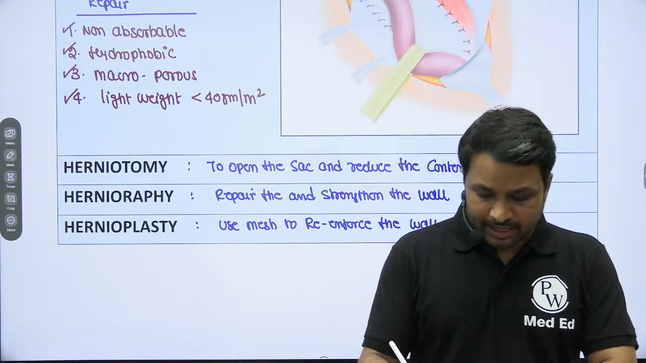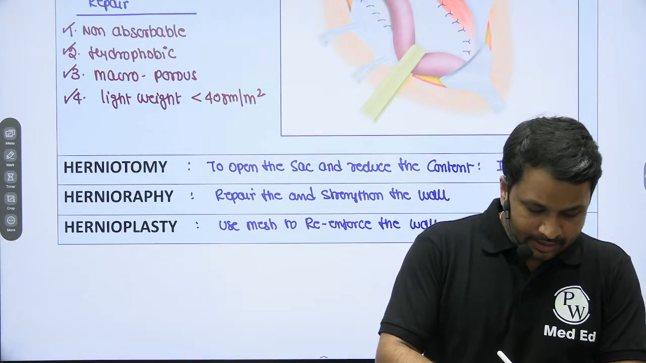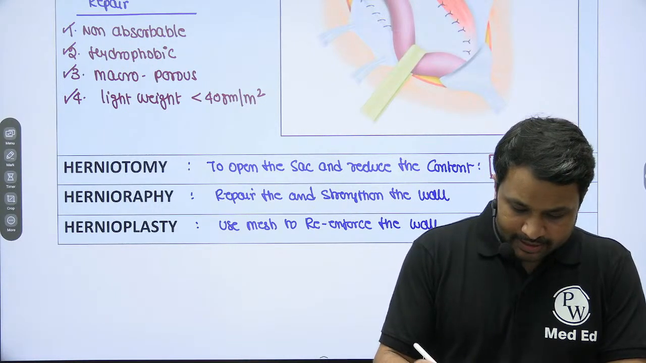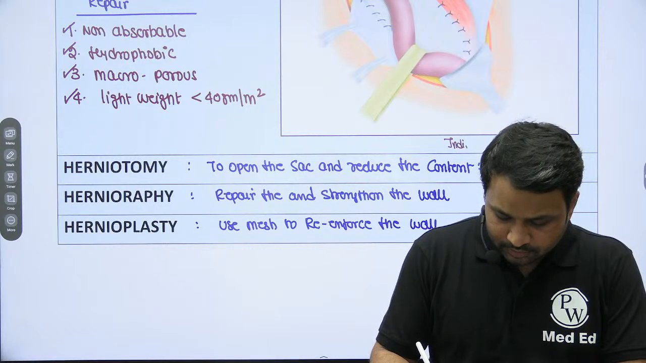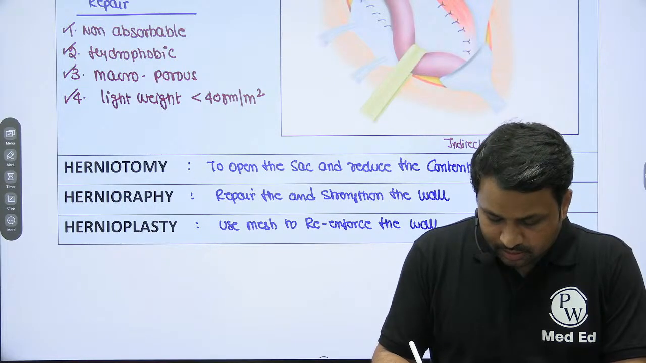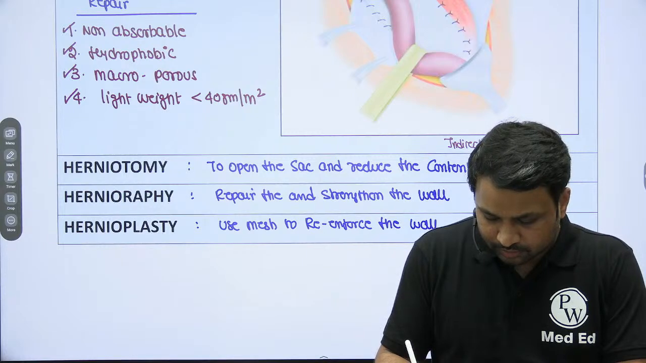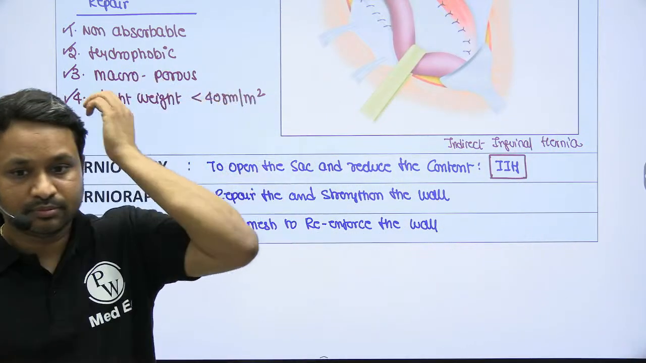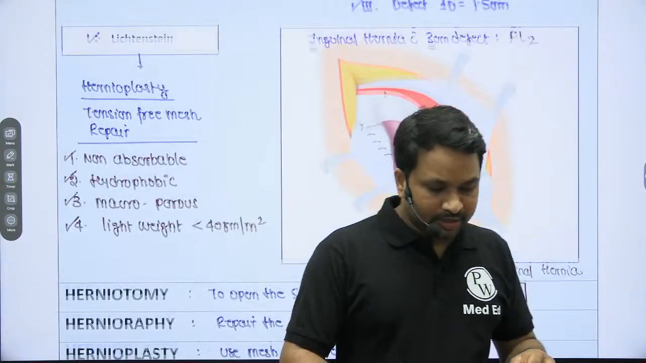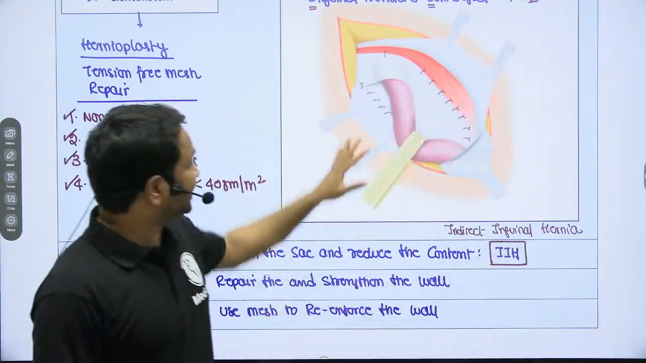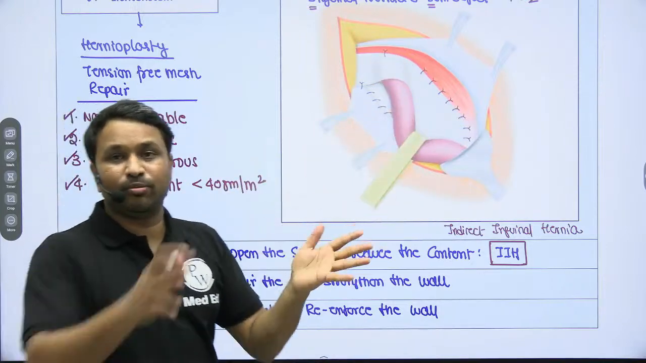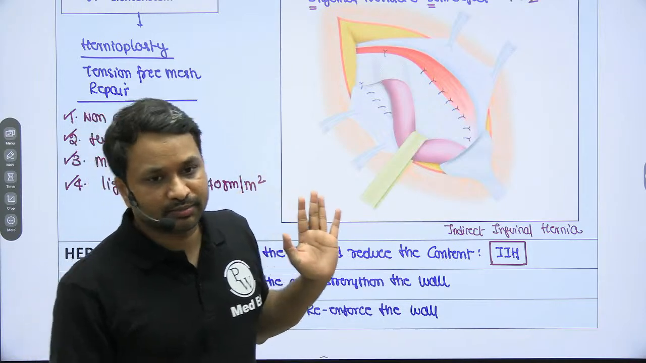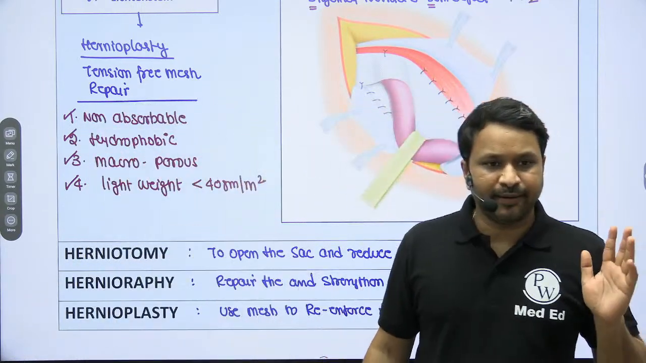IIH stands for indirect inguinal hernia. Okay? I have already told you about mesh. Ideal characteristics of mesh: mesh is what you put to repair that area. If you ask now what mesh is, that is a problem. Okay? Clear?